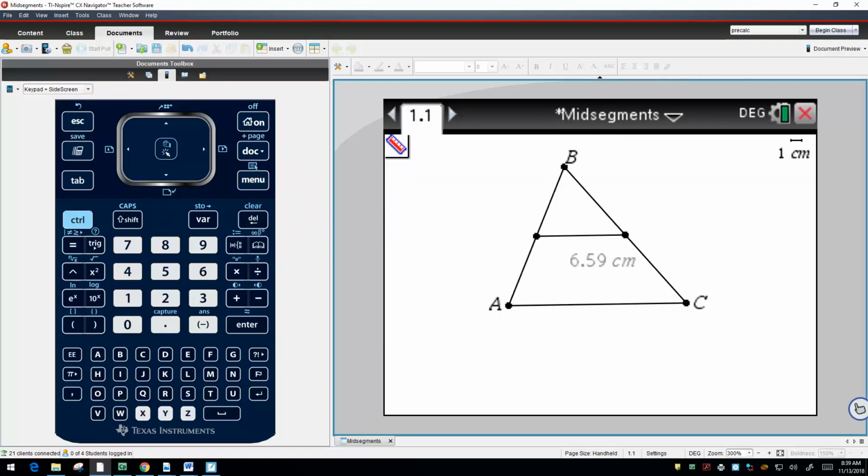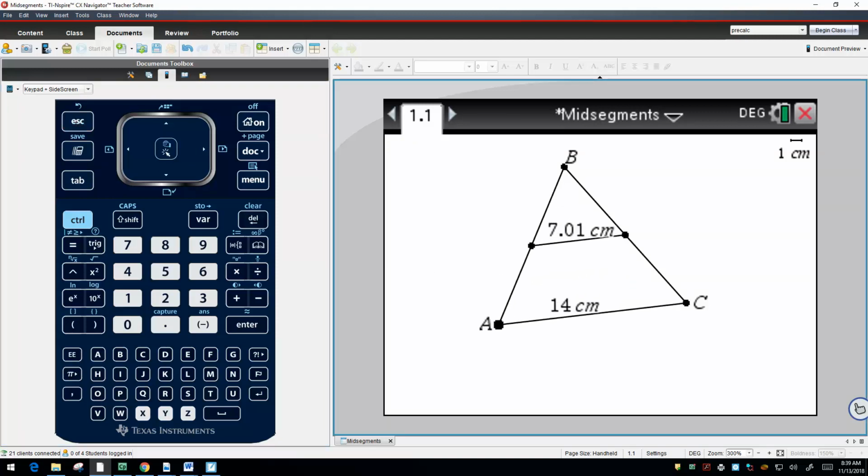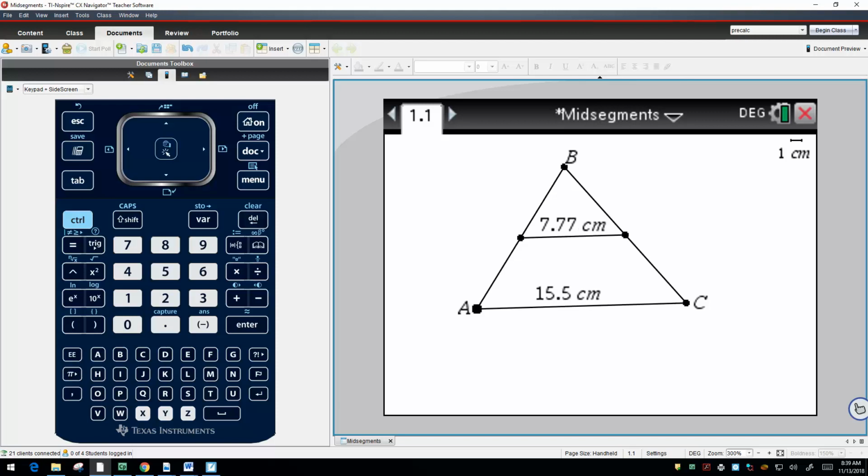And if I measure this length, and I measure the opposite side's length, and I compare, I can even move the triangle around to get a better idea. That might be really visible. I can see the midsegment is about half the length of the third side.